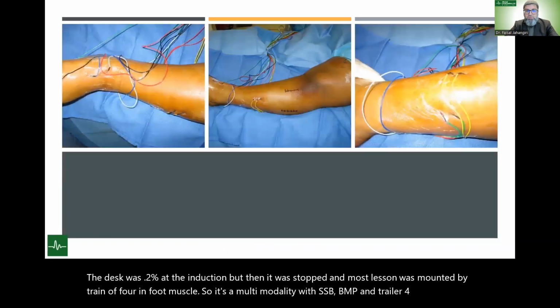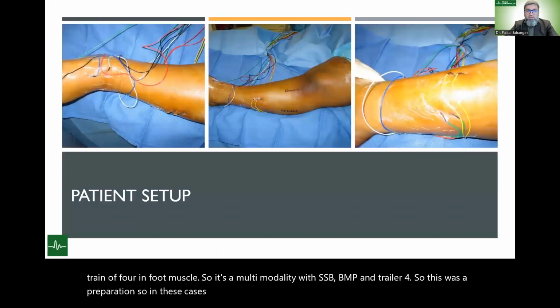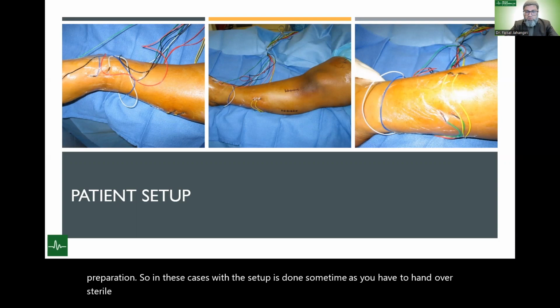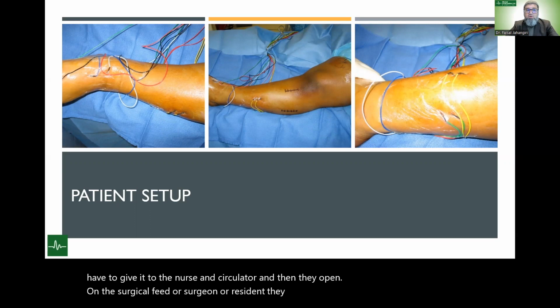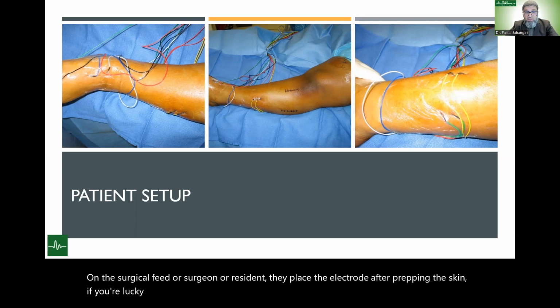So this was the preparation. In these cases, the setup is done. Sometimes you have to hand over sterile needles, so make sure you have a needle pack which is not open, because you have to give it to the nurse and circulator, and then they open it on the surgical field, and the surgeon or resident places the electrode after prepping the skin. If you're lucky, you can place the electrode and put a big Tegaderm on top of that, and then the surgeon can prep above that.